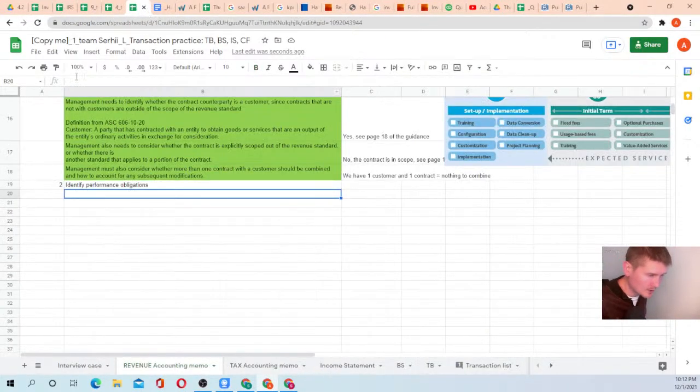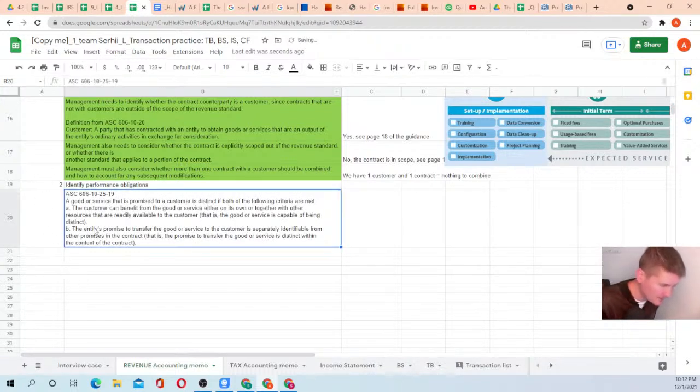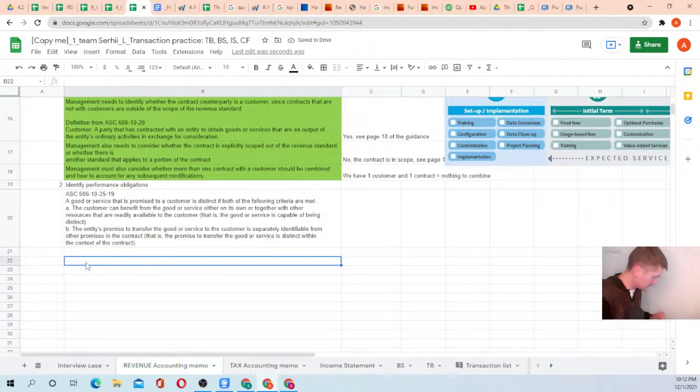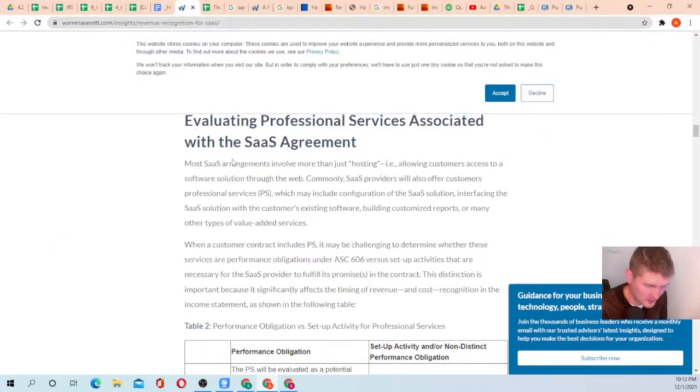Of course, when we do a real memo, we need to consider more examples. And let's start with setup costs. What do we have in our example? Most SaaS arrangements involve more than just hosting, allowing customer access to software solutions through the web.